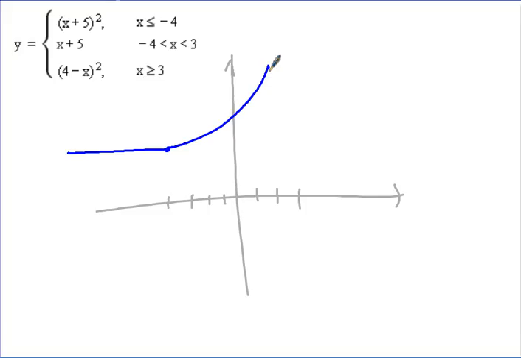Now, what you got to think about here, how is that different from, say, that? Okay, that's a cusp, a sharp corner. That's not. Okay, they're both places where we're changing pieces of a piecewise function. But one of them's different than the other. Now, how could we distinguish mathematically, without graphing it, that case from that case?